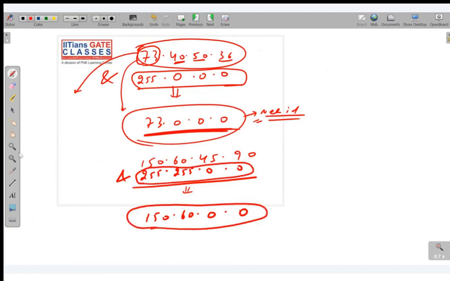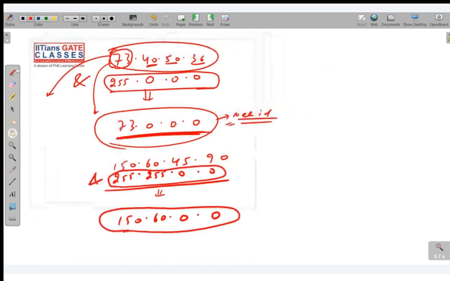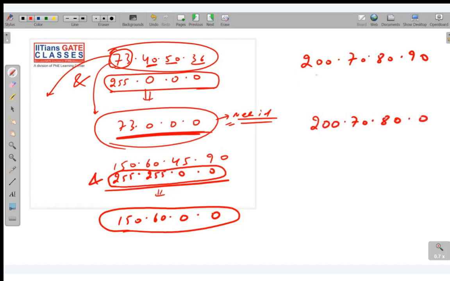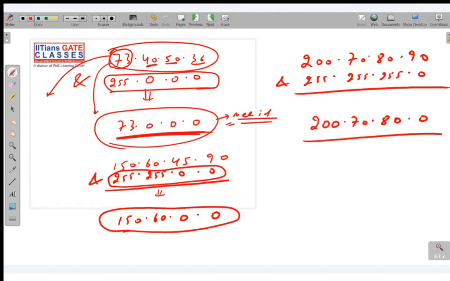Let us take another example of, say, class C: 200.70.80.90, arbitrary numbers I'm taking. So it will find the class. What I want from here is 200.70.80.0. So 255.255.255.0, I will AND it and I will get this answer. So this is again a special number which your router is using.